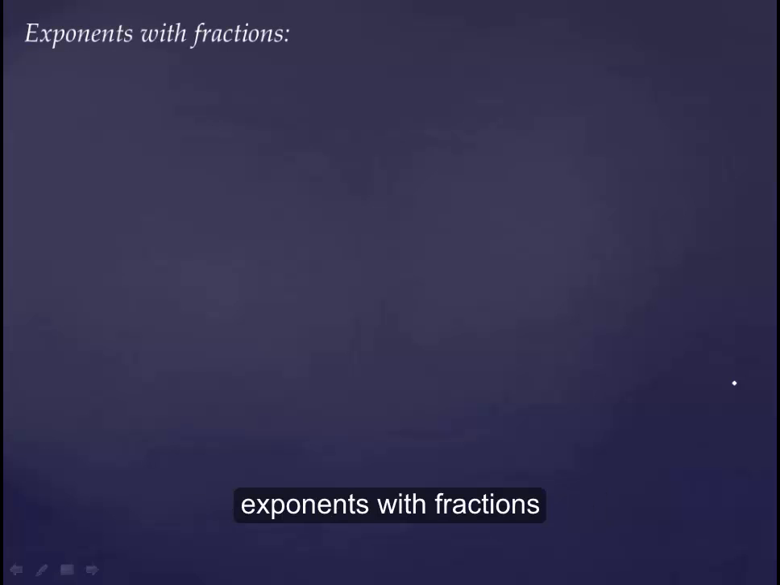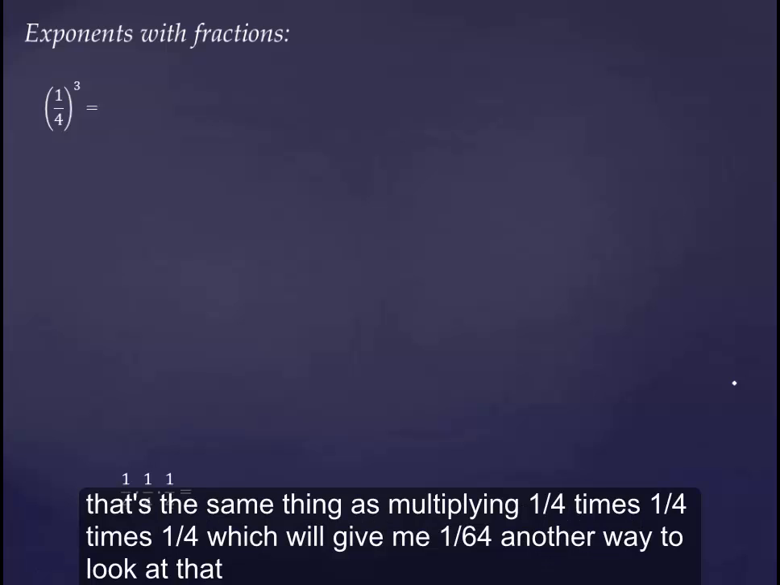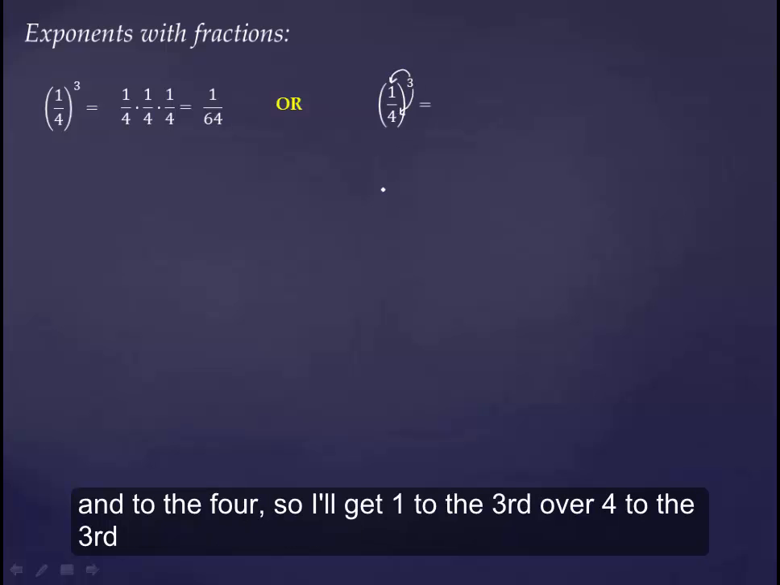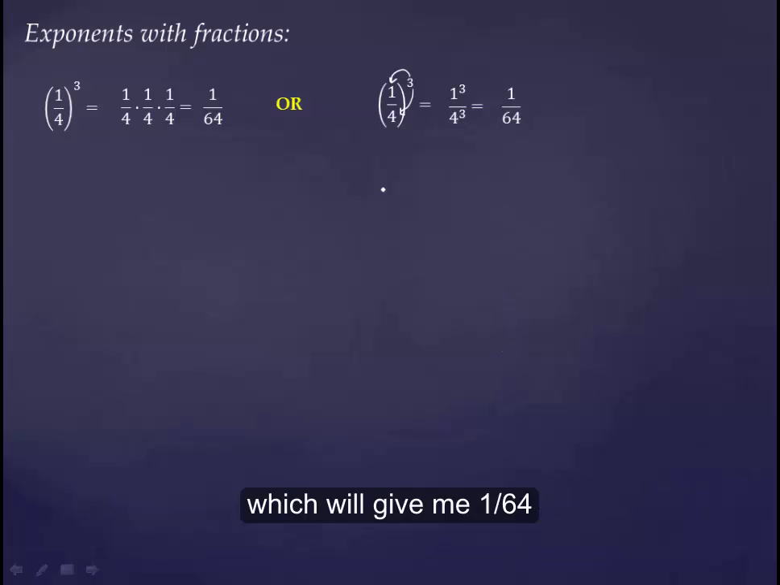Exponents with fractions. Now if I have 1/4 to the power of 3, that's the same thing as multiplying 1/4 times 1/4 times 1/4, which will give me 1/64. Another way to look at that, 1/4 to the third is the same thing as if I distribute this exponent to the 1 and to the 4. So I'll get 1 to the third over 4 to the third, which will give me 1/64.